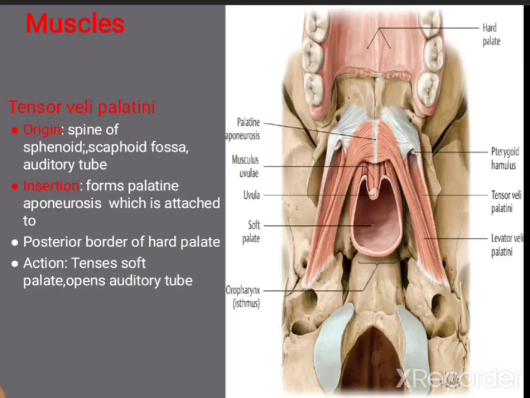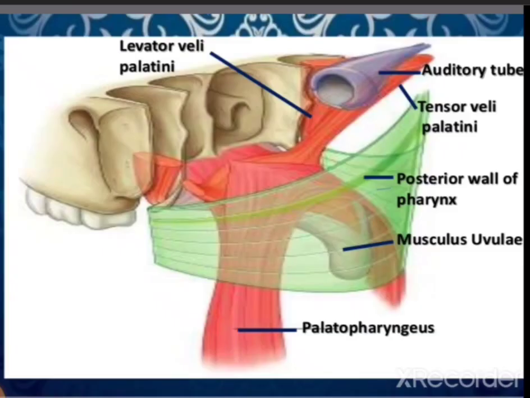So the first muscle is the tensor veli palatini. It arises from the spine of the sphenoid, the scaphoid fossa and the auditory tube. In the diagram, we can see the tensor veli palatini muscle, the lateral most muscle. It inserts in the palatine aponeurosis in the midline, and also on the posterior border of the hard palate. The action of this muscle, as the name indicates, is to tense the soft palate and open the auditory tube. So here we can see the tensor veli palatini muscle on the auditory tube from where it is attached.